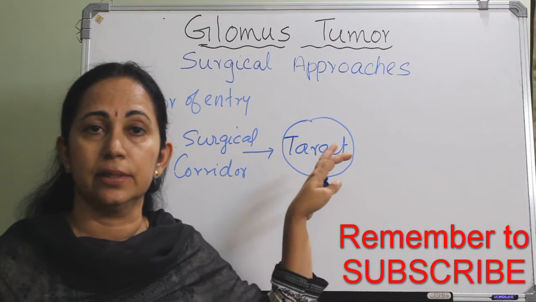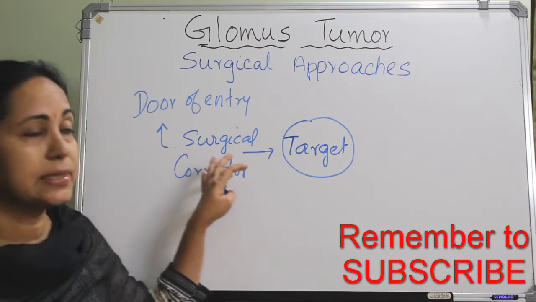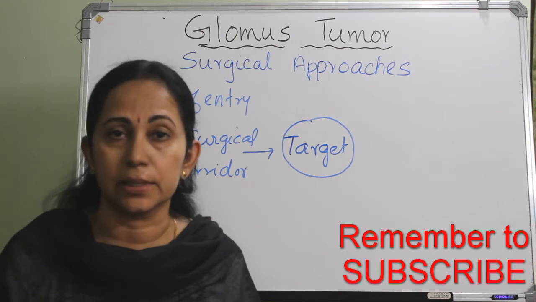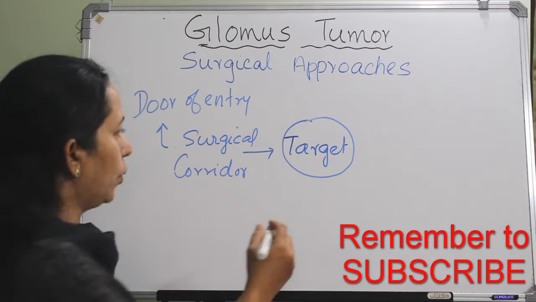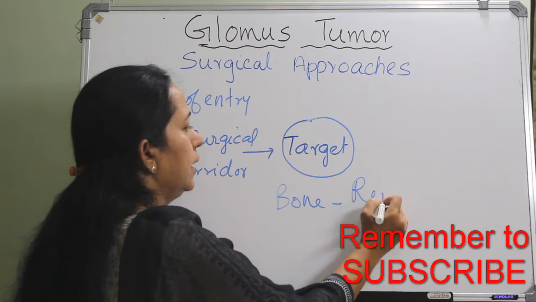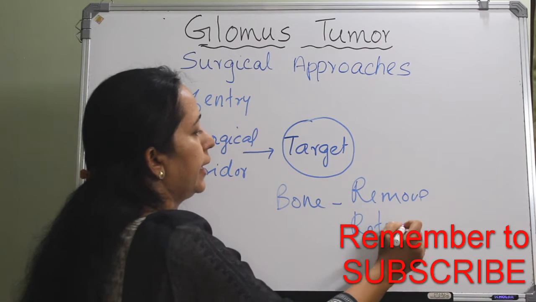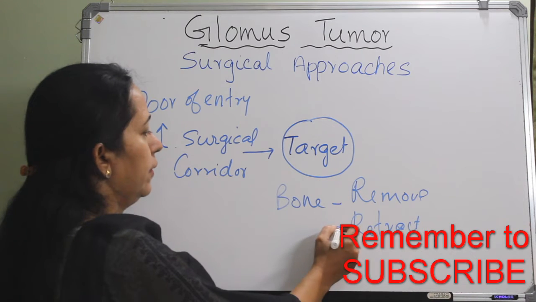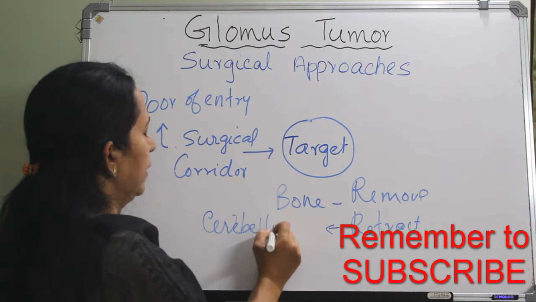so we have to remove that. As in real life, in the surgical corridor, in the walkway, we can have many obstacles. Sometimes we have to remove the obstacle, like a bone. If it is a bone, we can remove that. Sometimes we have to retract. What all things can we retract? Especially in glomus tumors, we can retract the cerebellum, brain, etc.